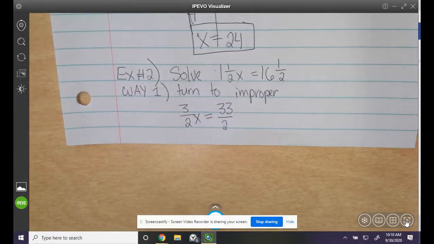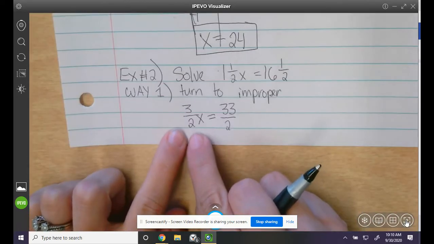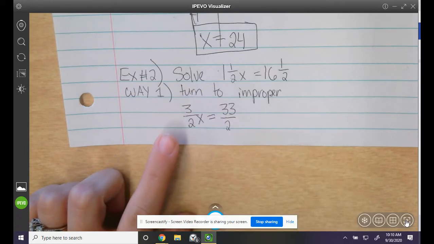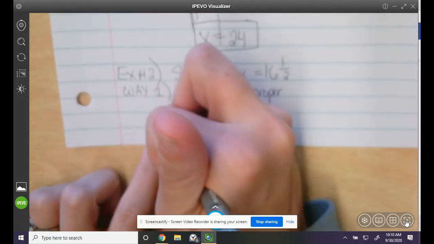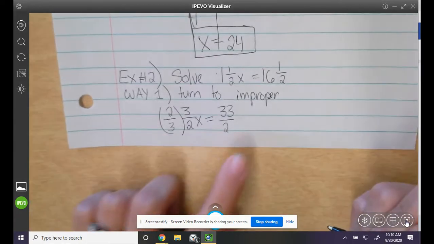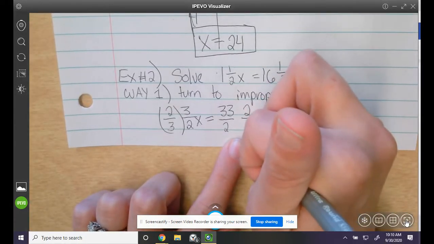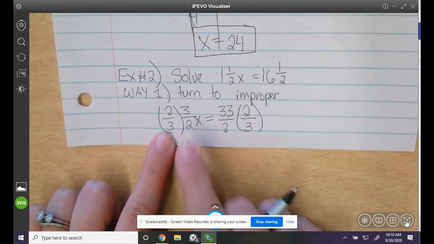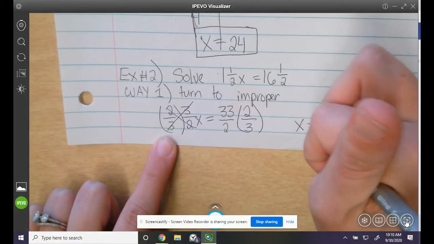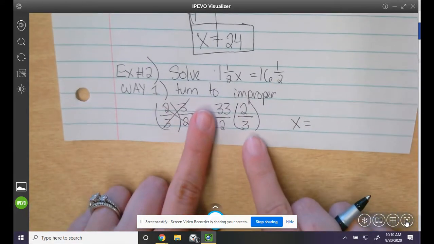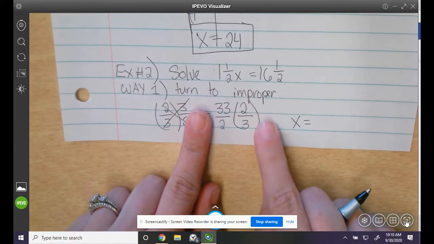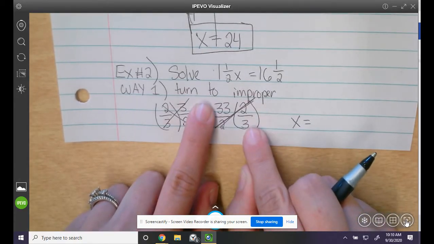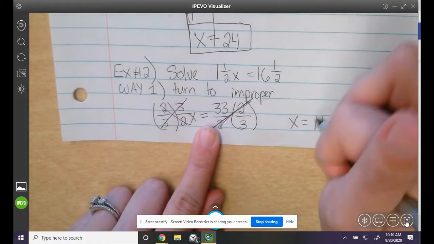All right, so now we're doing way 1. We have to get rid of this 3/2 here. What's my multiplicative inverse for 3 over 2? 2 over 3. So I multiply 2 over 3 over here, and I multiply 2 over 3 on the other side. On the left side it goes away, leaving me with x. I'm going to cross simplify. The 2's cancel out, and 33 divided by 3 is 11, and that's my answer.